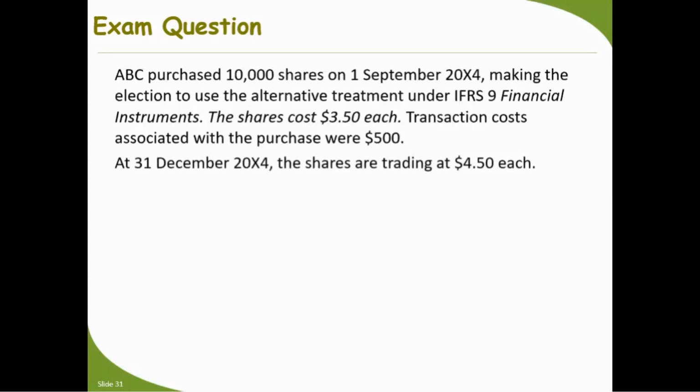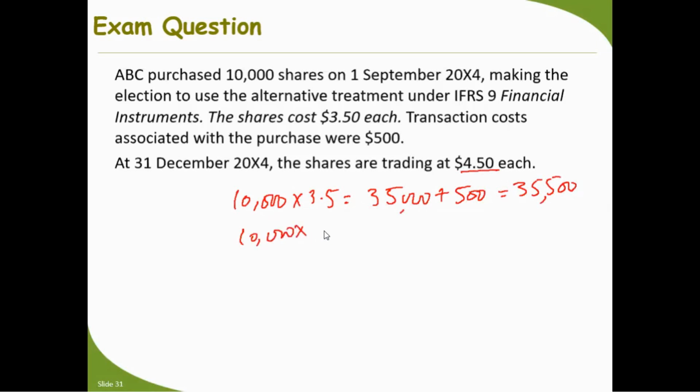At 31st December 2024, the shares are trading at $4.50 each. Keep in mind, for initial recognition under fair value through OCI, you will capitalize your transaction cost. Now it is 10,000 times 3.5 equals 35,000, plus 500 equals 35,500. This is initial recognition. At the year end, it is traded at 4.5 each.